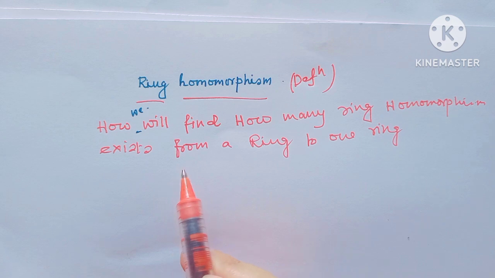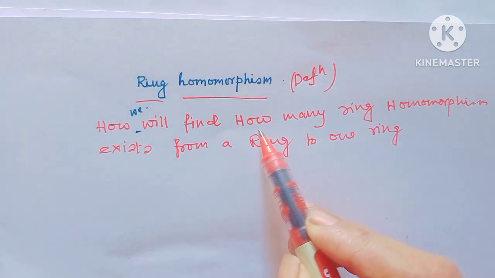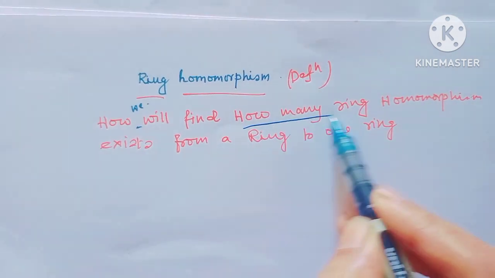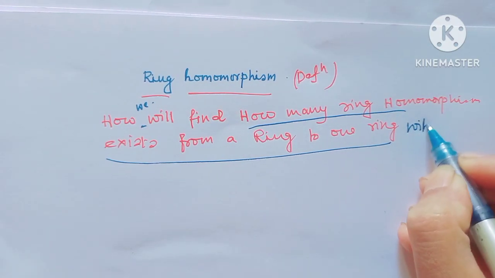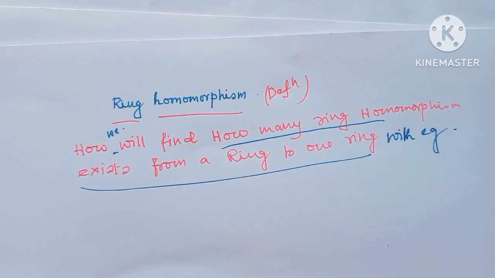Then I will see how we can find how many ring homomorphisms exist from one ring to another ring, with examples. This is today's goal of this lecture. This topic is very important, but if you haven't seen my previous videos, I highly recommend you see the lectures on group theory and ring theory. Then today's video would be more colorful, because today's video is just a review part.